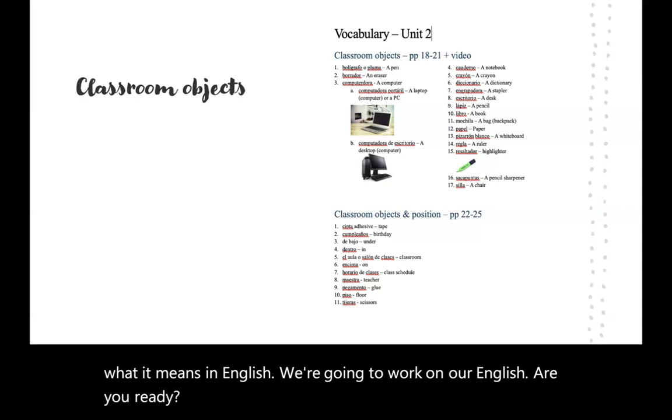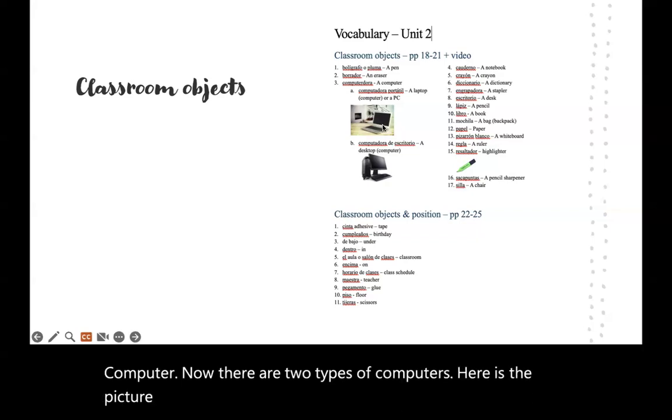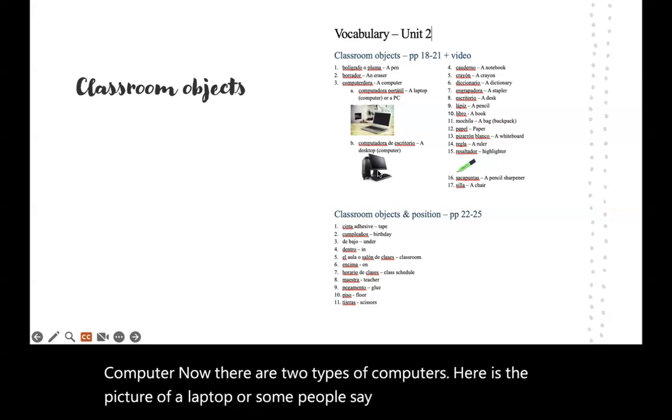Pen. Everyone say pen. Eraser. Eraser. Computer. Computer. Now, there are 2 types of computers. Here is the picture of a laptop, or some people say PC. This is a desktop computer.